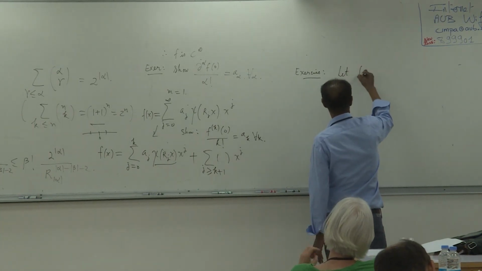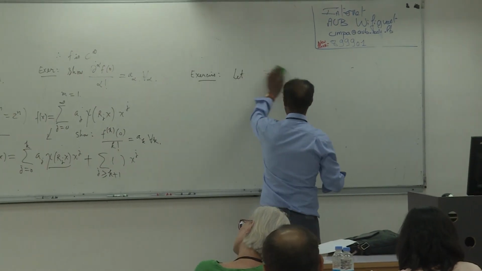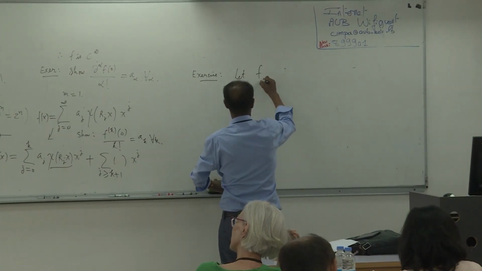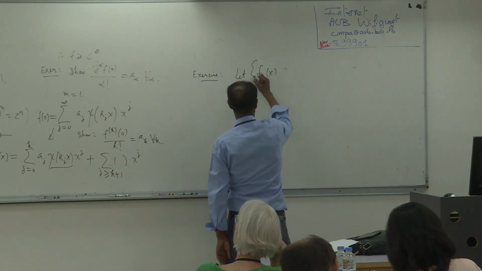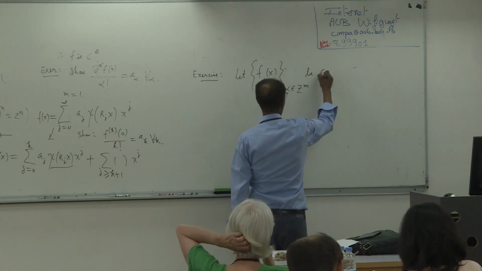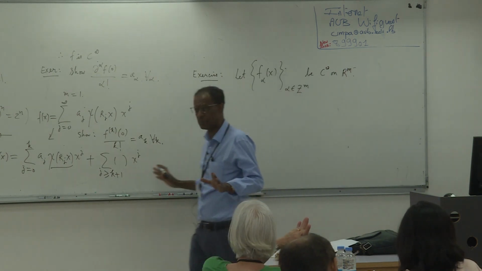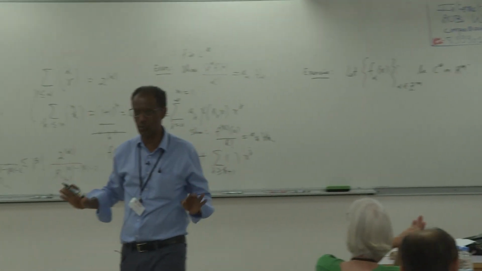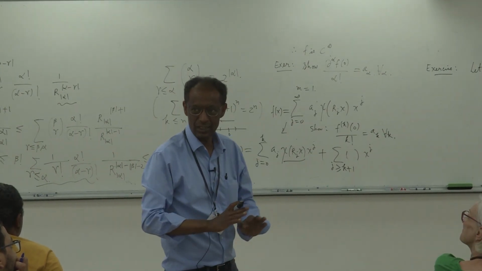So smooth functions. Let f sub alpha of x, they are indexed by multi-indices. Let f alpha of x, so these are multi-indices, be C infinity on R^m. No relationships between each other. These are arbitrary smooth functions. I want to do a generalization of Borel's lemma.